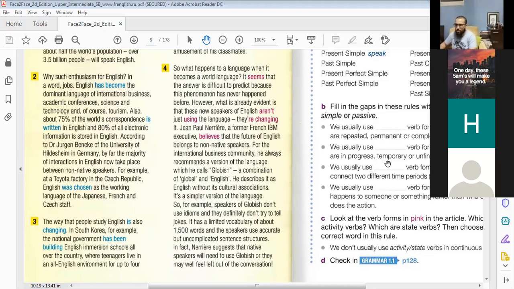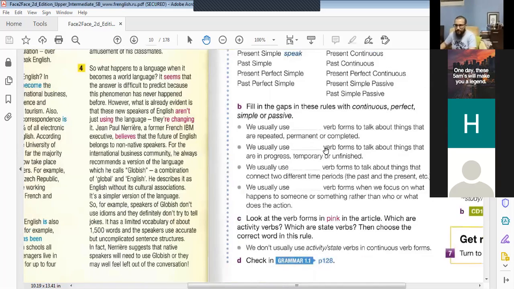Okay, let's do exercise B here. So it says fill in the gaps with the continuous, perfect, or simple passive. Okay, so this little box is about the passive. We have four options. Not all of it is passive, but passive will be included. You need to say continuous, perfect, simple, or passive. What about the first one here?